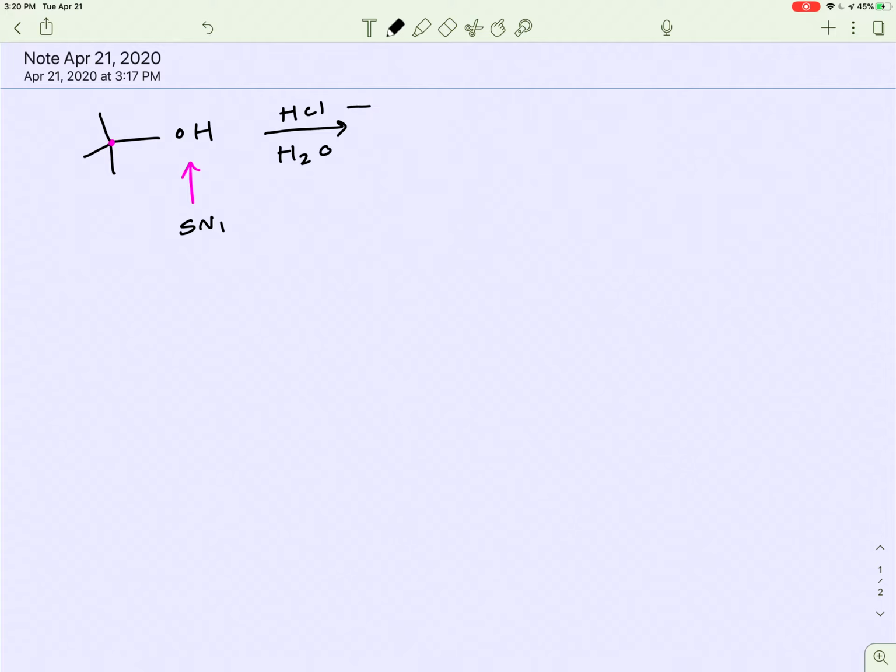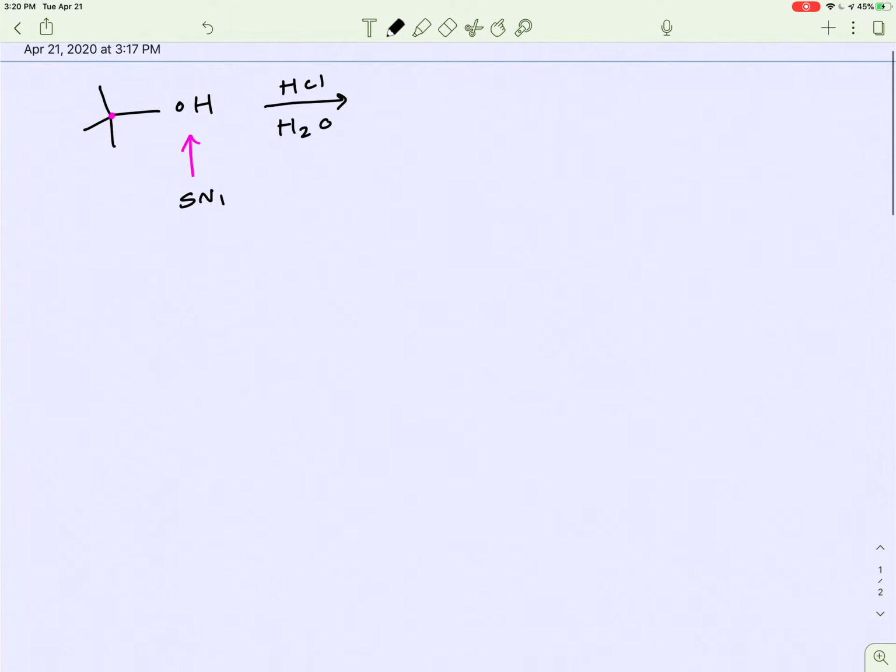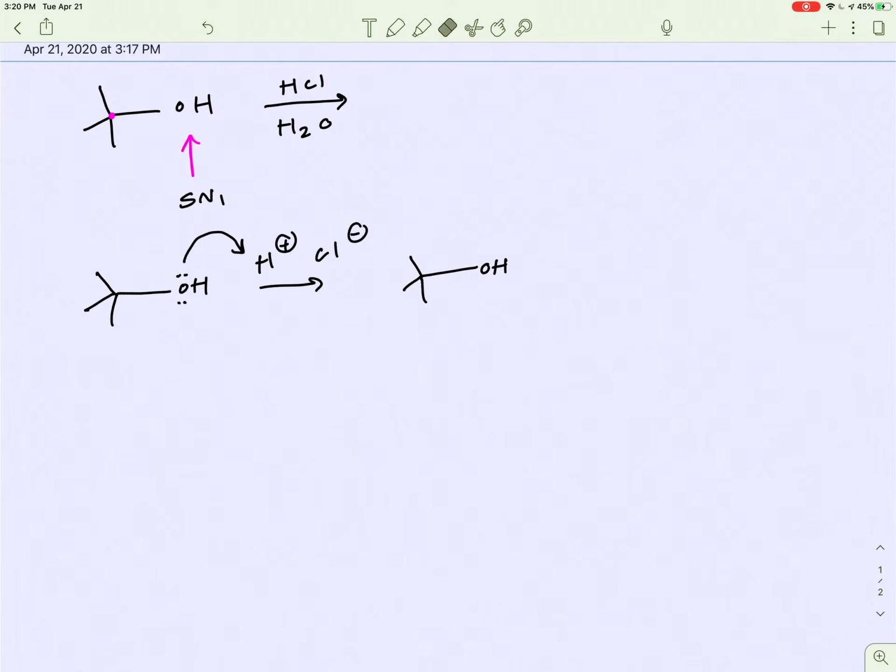Whenever I have something like this, like HCl, and I'm adding water to it, the ions are going to be by themselves in the solution. So instead of this, I'm going to have something like this. Instead of having HCl, I'm going to have H plus and Cl minus, because water is going to ionize the HCl. So now I have this. We all know that the oxygen right here in the alcohol has lone pairs, and those lone pairs are going to go and take this hydrogen. So when they take the hydrogen, I'm going to form water at the end.